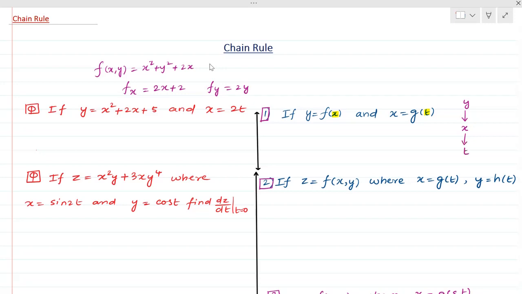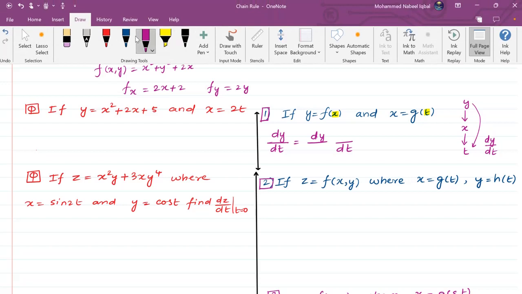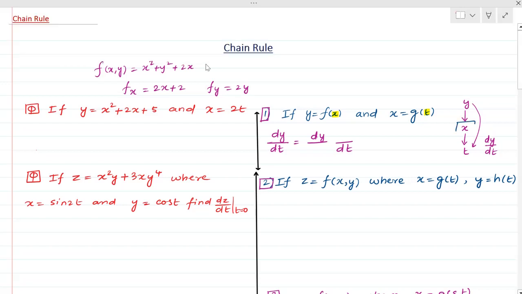So all are one variable, therefore we will use the ordinary differentiation d, dy over dt. How will you calculate dy over dt? What is the in-between variable you have? The in-between variable is x. So I will write d and d here. Why are we using d? Because it is a single variable. If it is two variables, we will use the partial derivative symbol, right?